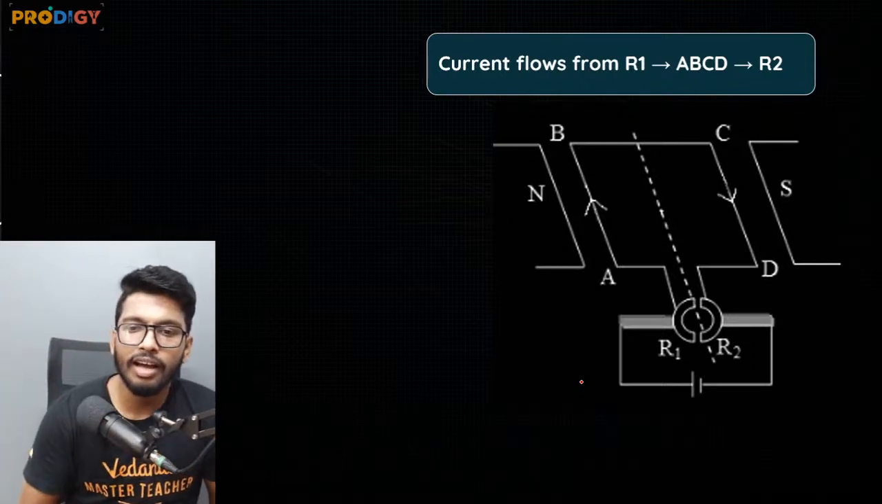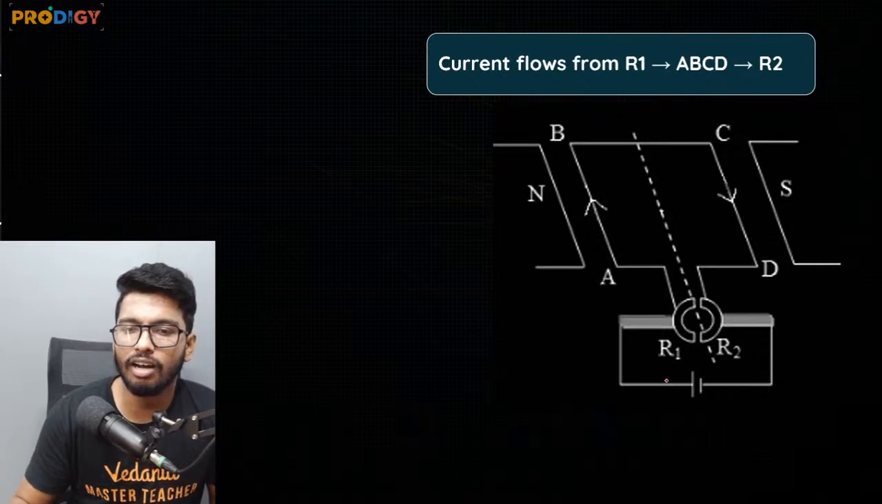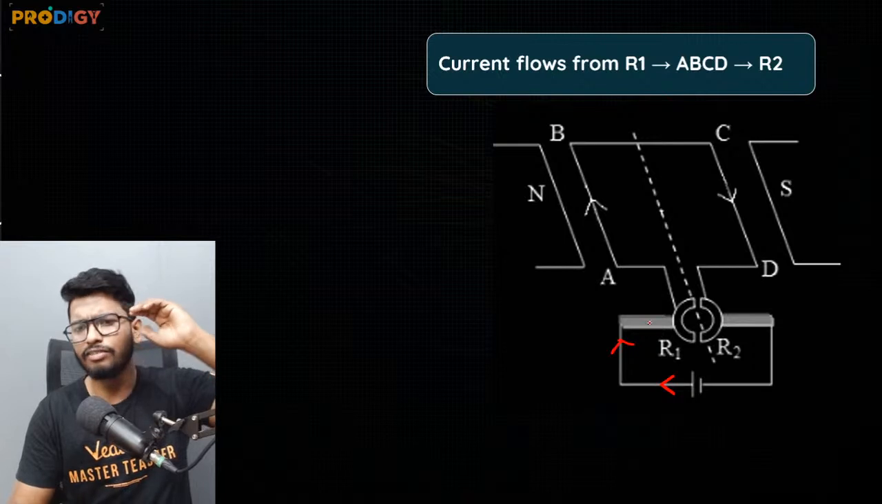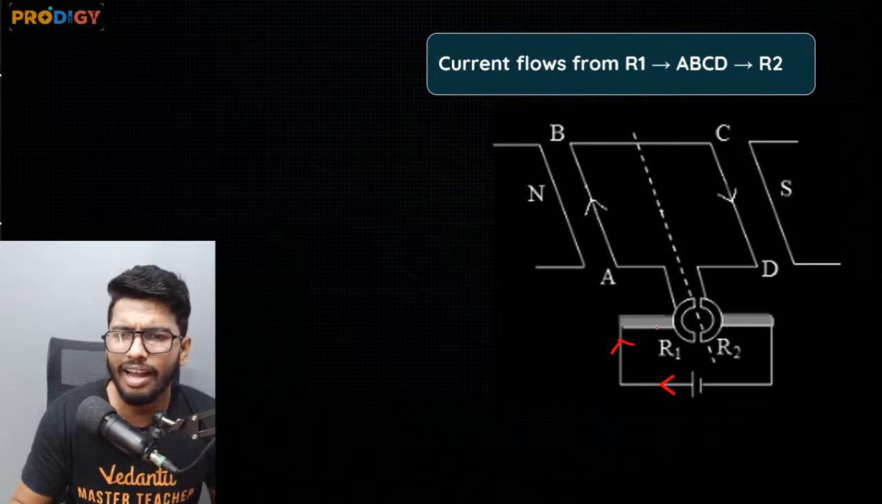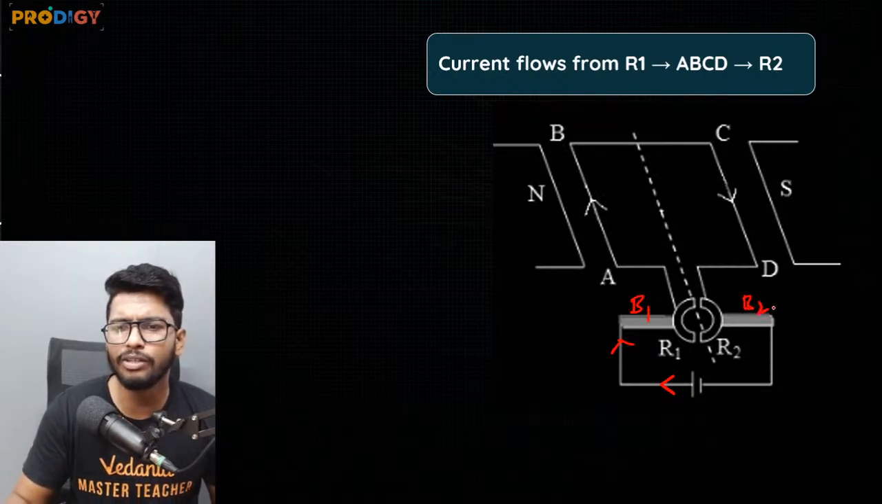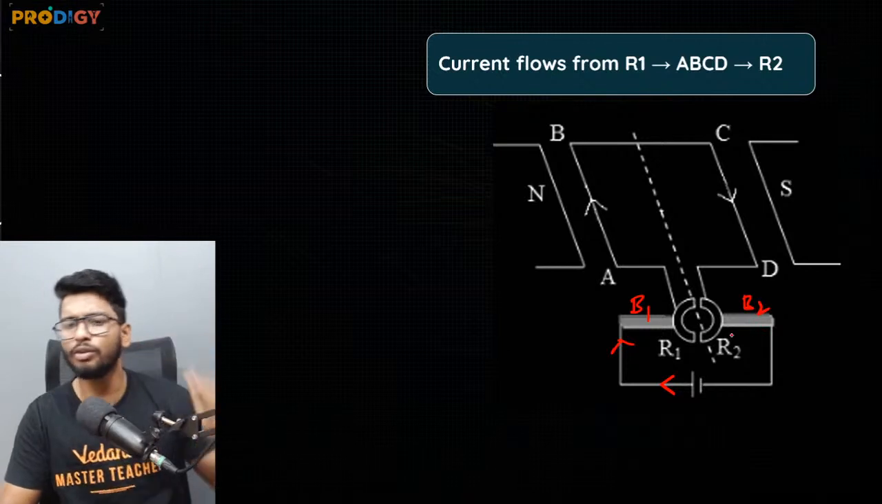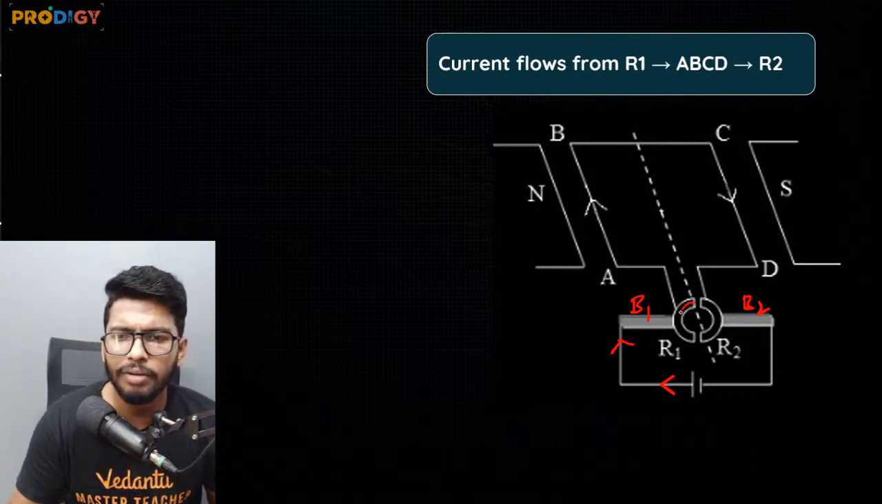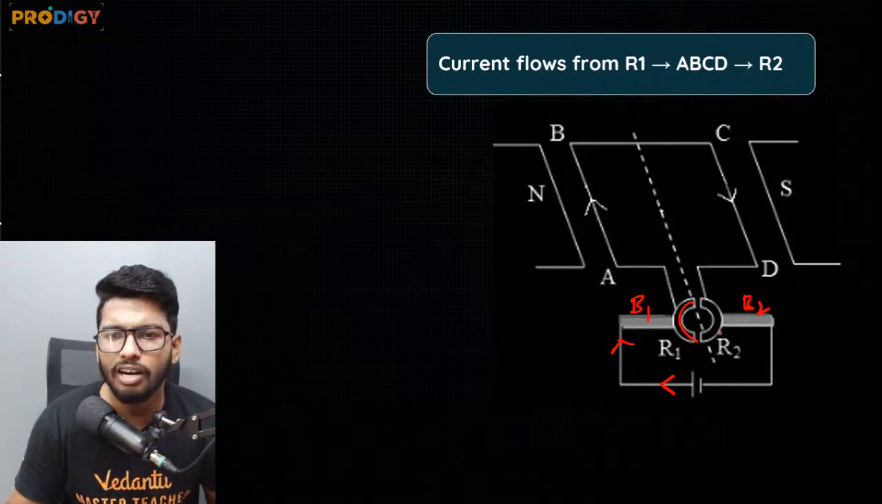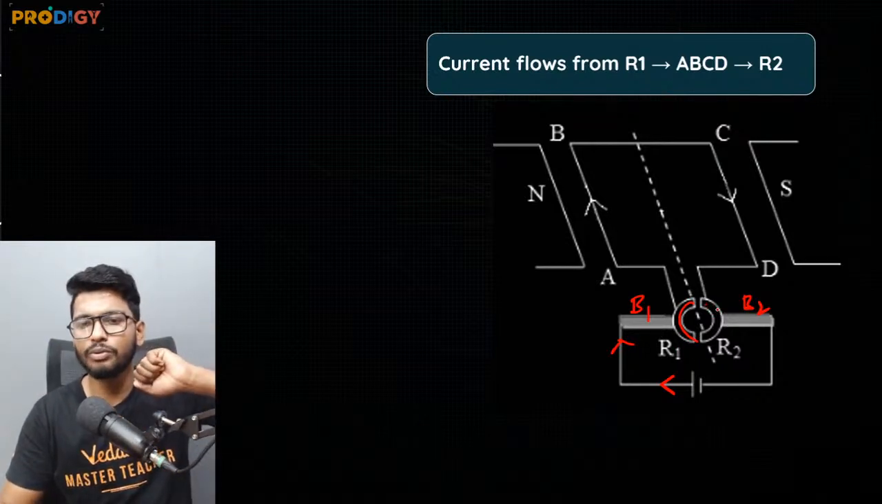So listen carefully. Now, initially, guys, you can see that the current is flowing in this direction. Current flows from the positive terminal to the negative terminal. So I'll call this brush, this carbon brush, B1 and B2, carbon brush number 1, carbon brush number 2. R1 is basically the commutator or the split ring. So we'll call it a split ring, which is nothing but R1. R1 is the first split ring, R2 is the second split ring.